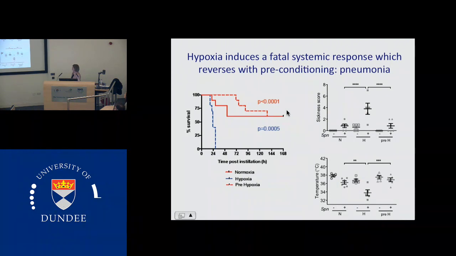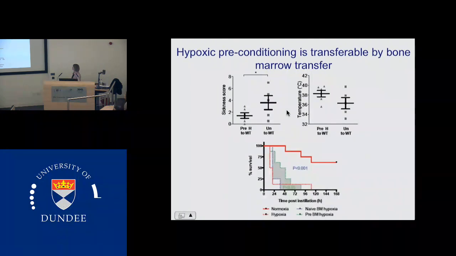What you can see is in the normoxic mice who have pneumonia, about 60% of them survive up to a week. If they have pneumonia and are systemically hypoxic, they all die. If you precondition them, they actually do as well as the normoxic mice. It's tempting to say they do very slightly better. So you're having a profound effect, not just on sickness scores and so on, but also on survival.